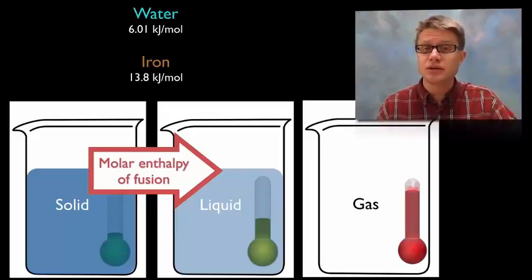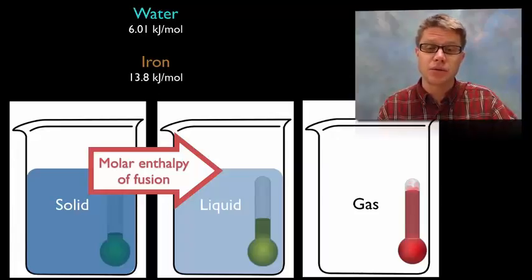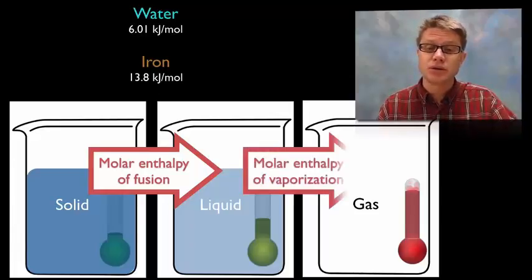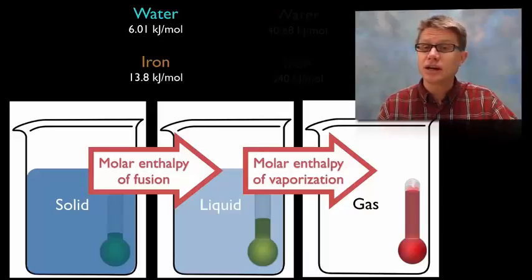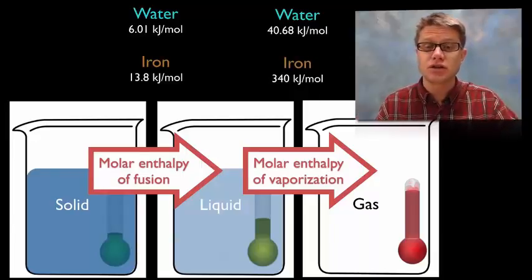The molar enthalpy is simply measured in kilojoules per mole, so it's going to depend on the amount of material that we have. Likewise, as we move from liquid to a gas, we're going to add that molar enthalpy of vaporization, and so that's going to be a positive value. We have to put energy into that system to get that phase change to occur.